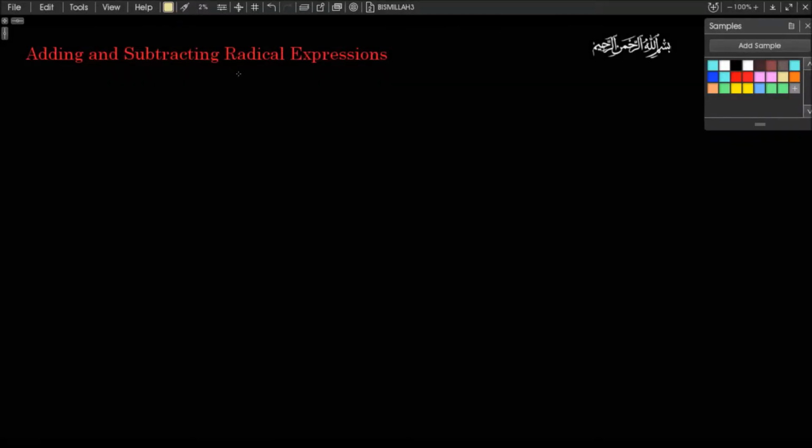Bismillahirrahmanirrahim. Today I'd like to talk about adding and subtracting radical expressions, or expressions that have the square root or the radical sign. Before we do this, we have to review the concept of like terms.